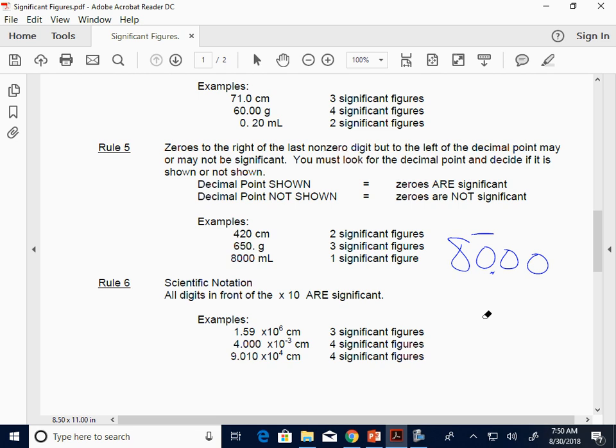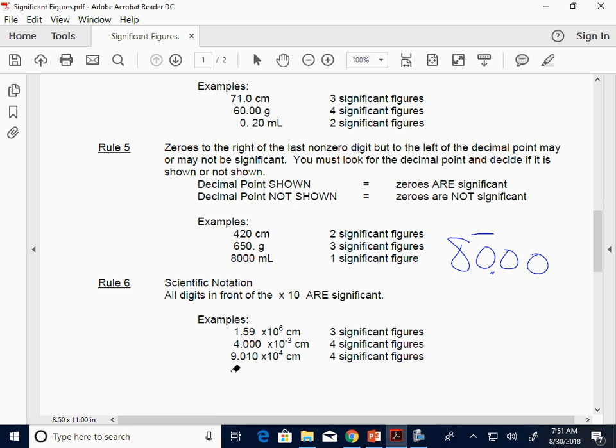Where are we at now? We are at Allison, right? Read rule number 6 for me, Allison. Okay, when we're dealing with scientific notation, all of the digits in front of the times 10 are significant. So, let's look at this bottom one here, 9.010 times 10 to the 4th. Every one of those digits would be significant.